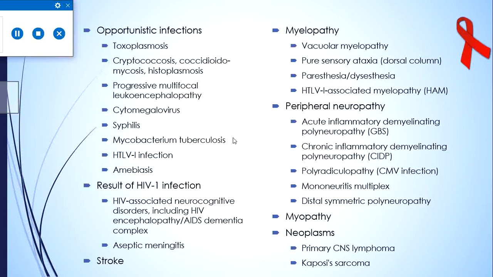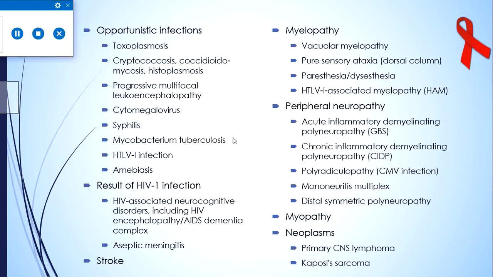Peripheral neuropathies also can be of different types. Acute inflammatory demyelinating polyneuropathy, which is also called Guillain-Barré syndrome, or chronic inflammatory demyelinating polyneuropathy or CIDP. These both are immunologically mediated. Then polyradiculopathy, usually caused by cytomegalovirus infection. Mononeuritis multiplex, multiple unilateral nerve involvements can occur, maybe both sensory or motor.